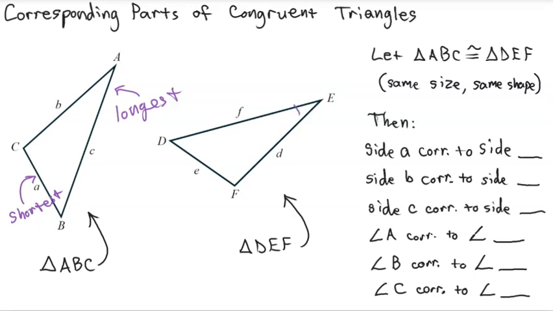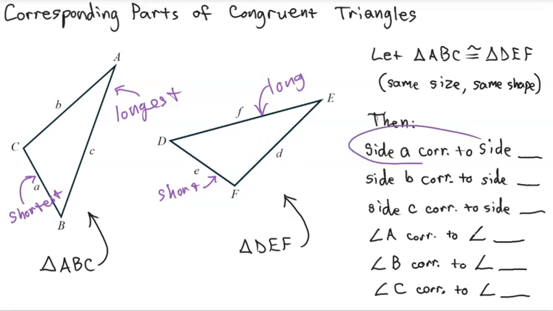All right. And if we go over here to triangle DEF, we see the exact same thing. We see that side E is the shortest side, and that side F is the longest side. And so what we're going to say here is that side F corresponds to side C because they're both the longest side. And side A corresponds to side E because they're both the shortest side. That makes side B the medium side and side D the medium side, and therefore side B corresponds to side D.